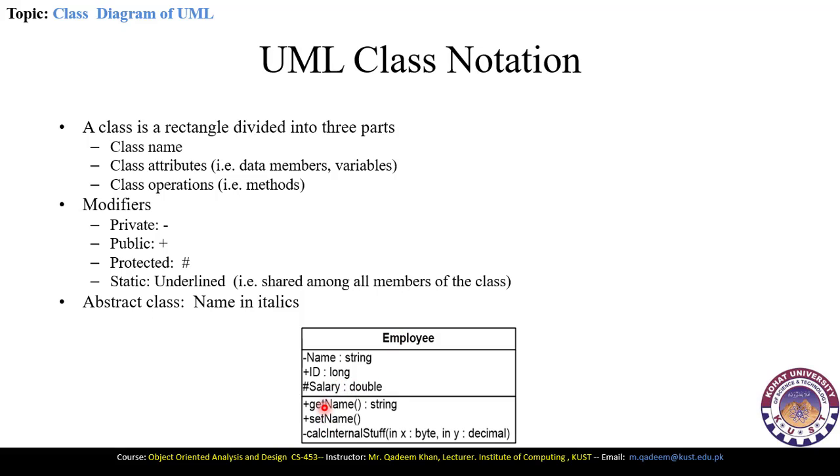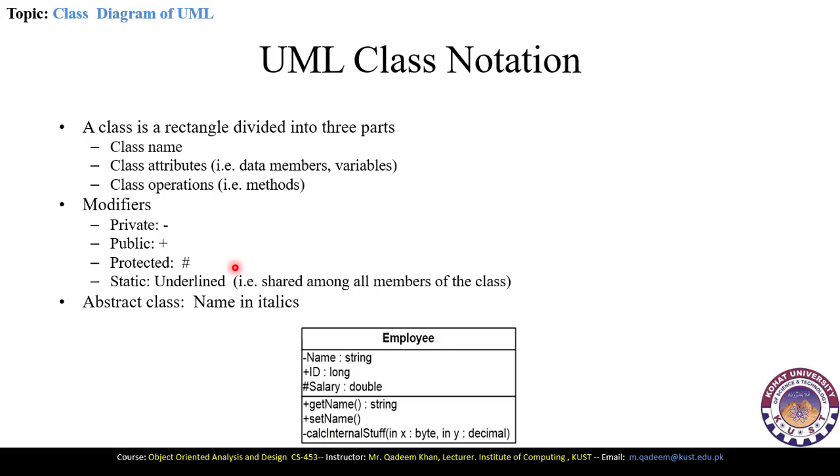Also we have the set of functions or methods associated with this Employee class. For example, getName and its return type is String. Similarly, setName, and here there is no return type, which means its return type may be void or default. Similarly, calcInternalStuff will take two different parameters: int x, which is a byte, and int y, which is a decimal. One is the byte integer and the second one is the decimal.